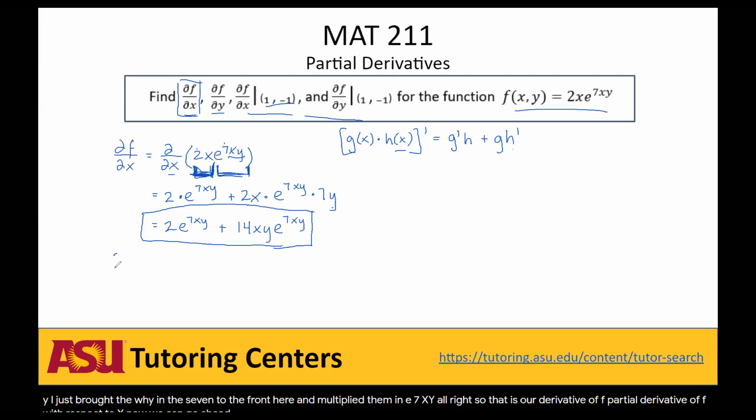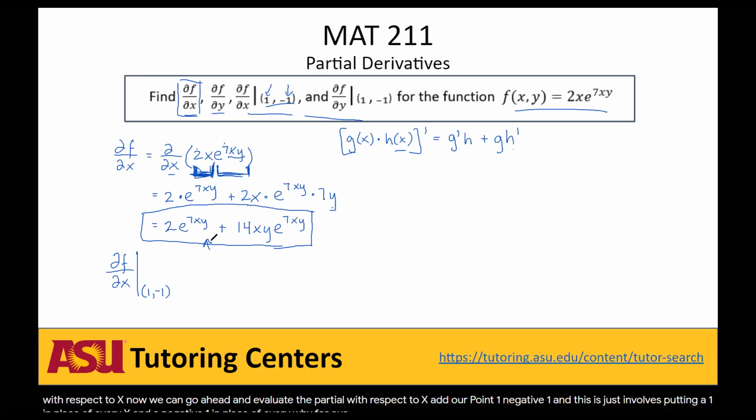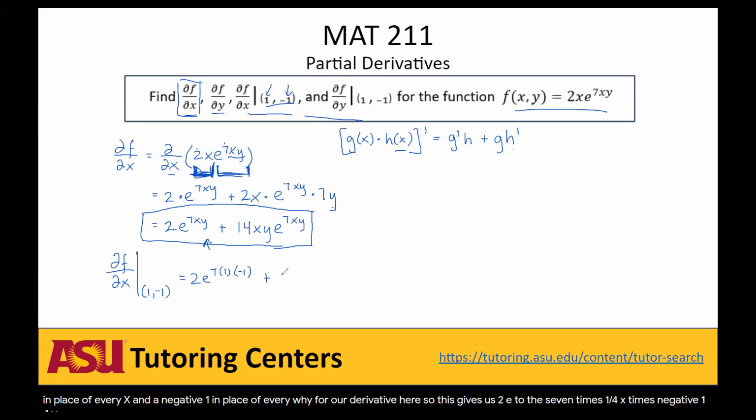Now we can go ahead and evaluate the partial with respect to x at our point (1, -1). And this just involves putting a 1 in place of every x and a -1 in place of every y for our derivative here. So this gives us 2e to the 7 times 1 for x times -1 for y plus 14 times 1 for x times -1 for y times e to the 7 times 1 times -1.